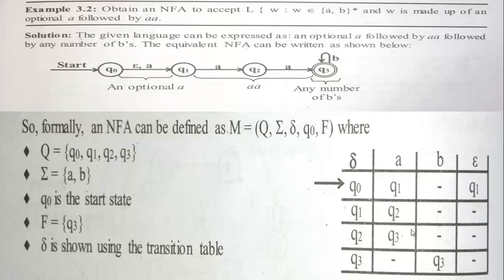For the same, we have this transition table and this definition for the epsilon NFA. So these are the two problems on epsilon NFA, students. It's very easy. In the next video, we will go through the conversion of epsilon NFA into NFA. Thank you, students.